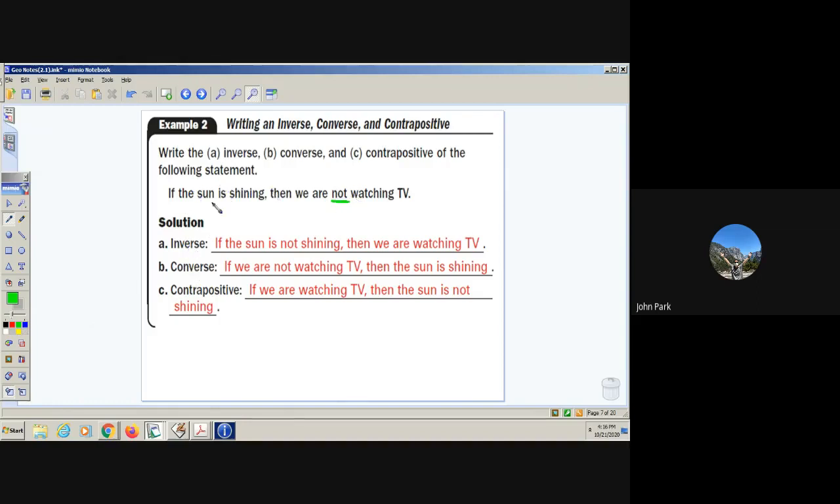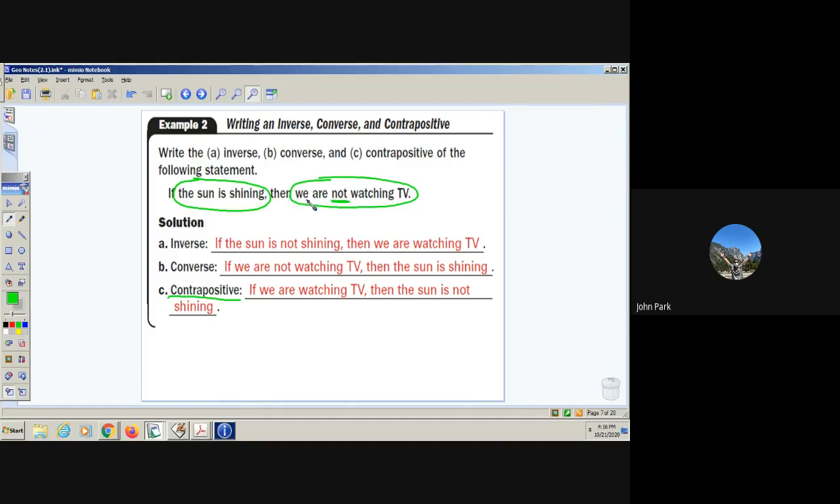Converse, we just take the original statement and we're just switching these two parts. The if and then just switches, right? So the hypothesis goes to the conclusion and the conclusion goes to the hypothesis. So that's converse. Now, contrapositive is doing both of these together at the same time. So you switch it and then you negate it. So then you switch it.